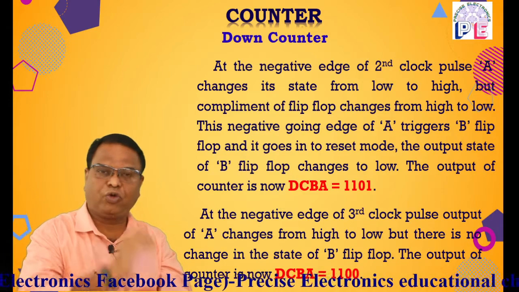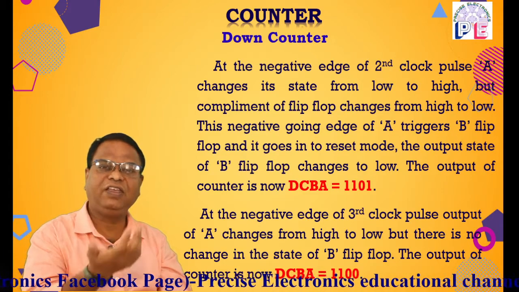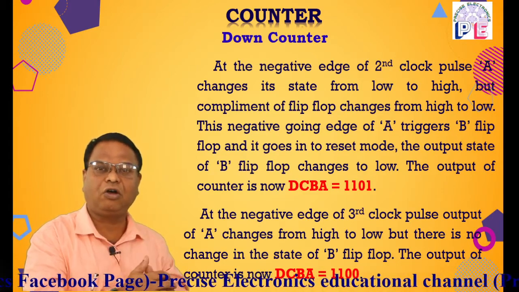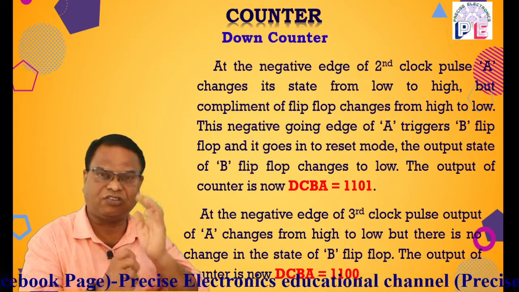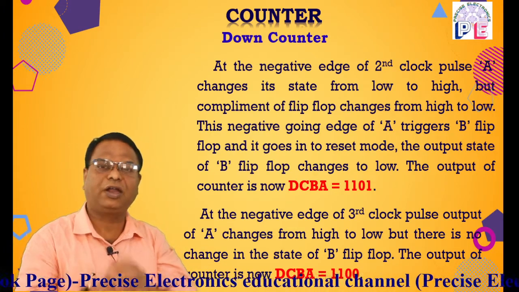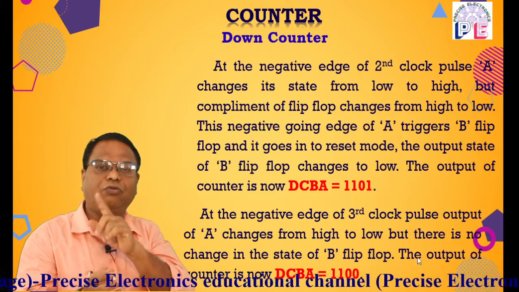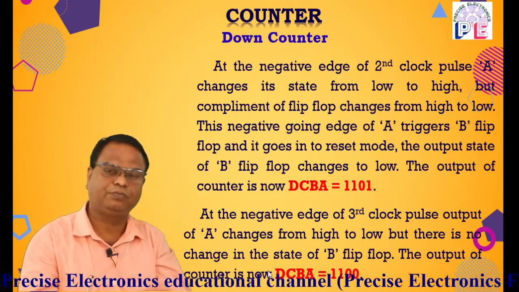Output of A changes from 1 to 0. But B, C, D, all these flip-flops remain in the last state. So the output of the counter at the third clock pulse is 1100.